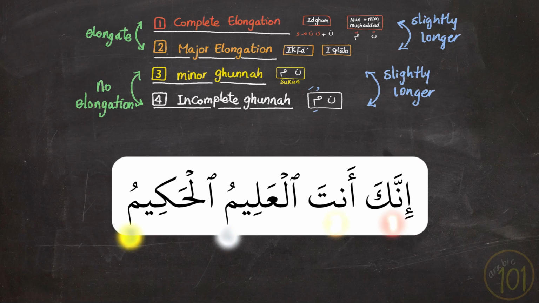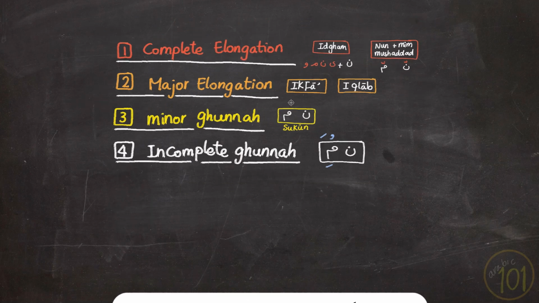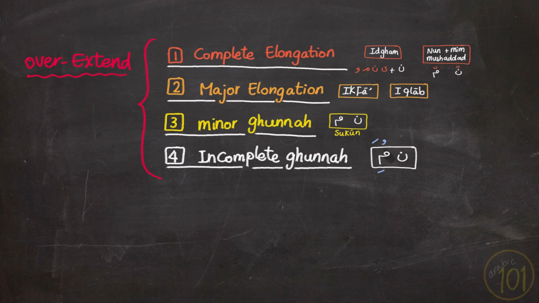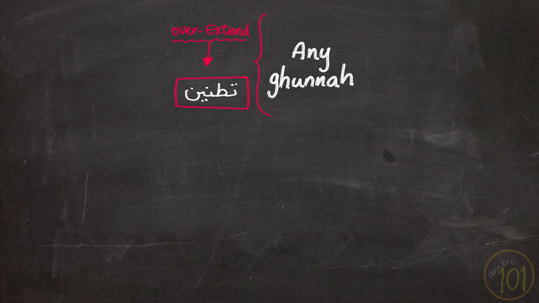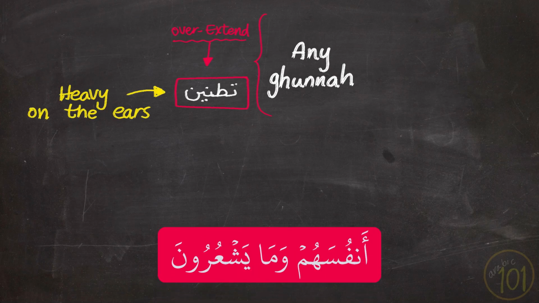الحكيم. Finally, if any of these 4 degrees were over-elongated, we have what we call tatnin, which produces that heavy on-the-ear sound when ghunnah takes longer than it should.